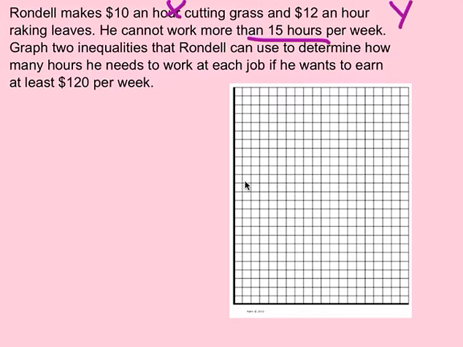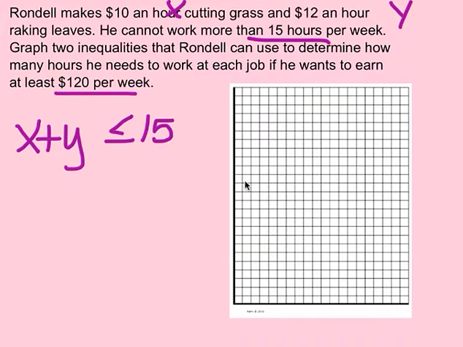Graph 2 inequalities that Rondell can use to determine how many hours he needs to work each job if he wants to earn at least $120 per week. So let's start and make an equation that simply represents the number of hours. He cannot work more than 15 hours a week. So that means his hours cutting grass and his hours raking leaves need to be less than or equal to 15 because he could work exactly 15.